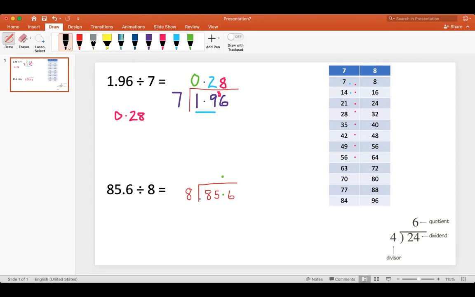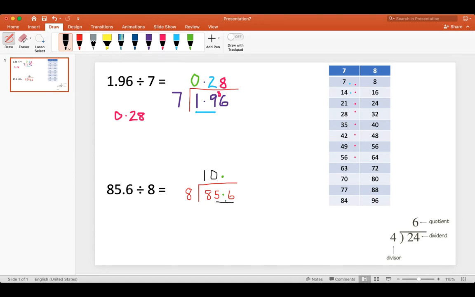How many groups of 8 can I make out of 8? Well, that's nice and easy. I can make 1 whole group of 8. How many groups of 8 can I make out of 5? Well, I can't make any groups, so I'm going to put a 0. And what we're going to have to do now, because we can't do anything with this 5, we're going to attach it to the 6. Just ignore the decimal. And we're going to pop them together to make 56.